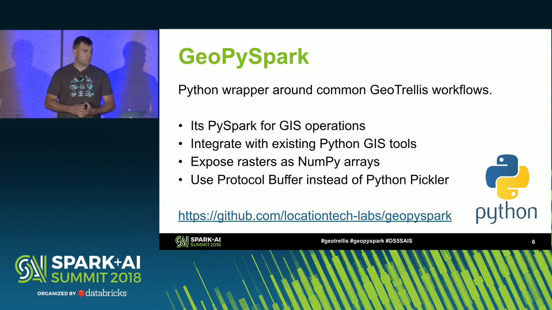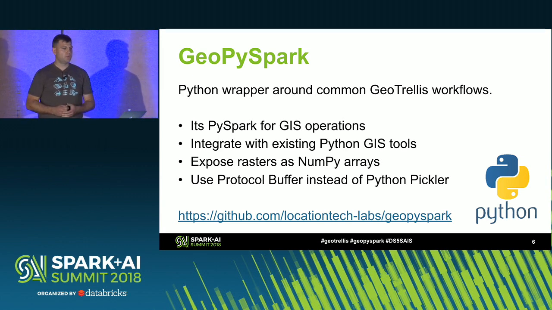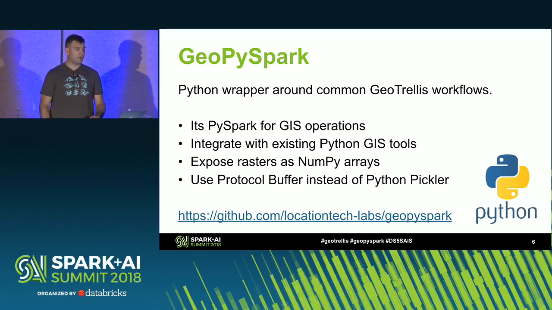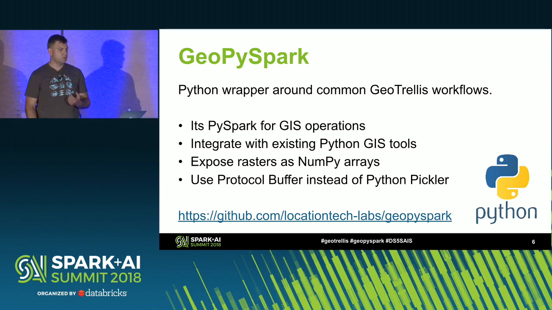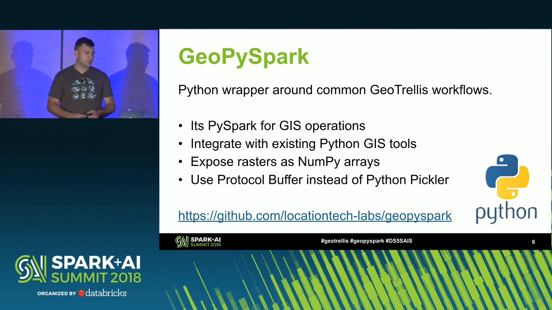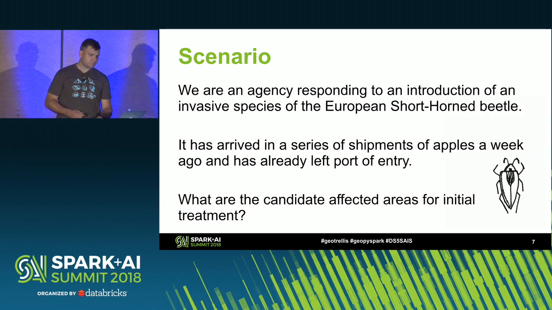So this project, Geopyspark, is our attempt to take the core workflows from GeoTrellis, bring them into a Python workbook, and kind of try to reinvent as few wheels as possible along the way. We want to expose our raster tiles as NumPy arrays and try to do as good as we can on the actual serialization and transfer between JVM and Python.